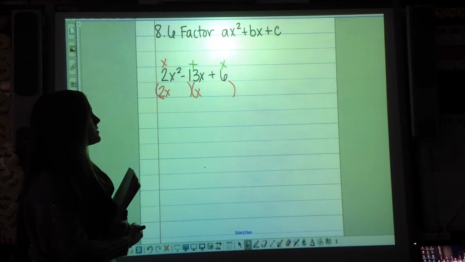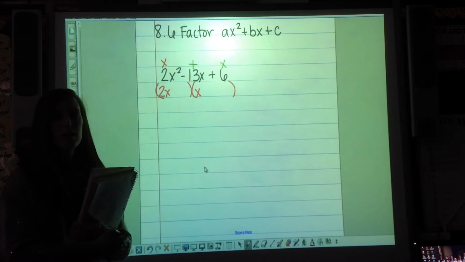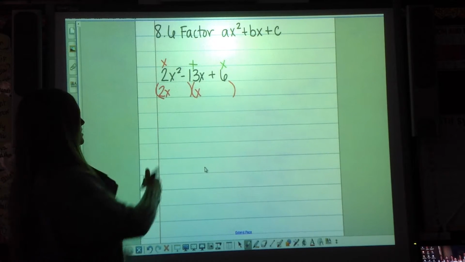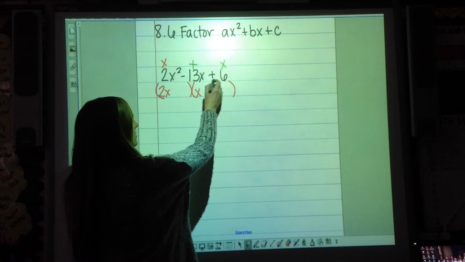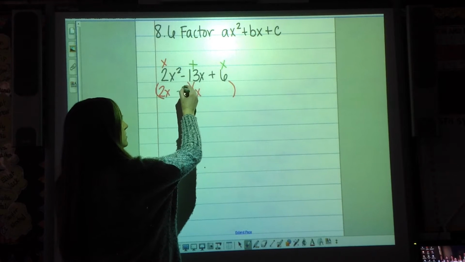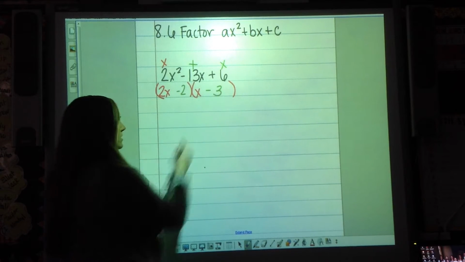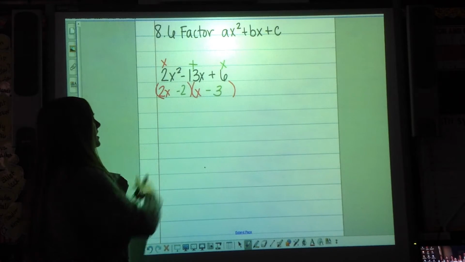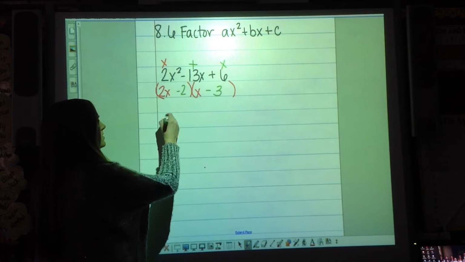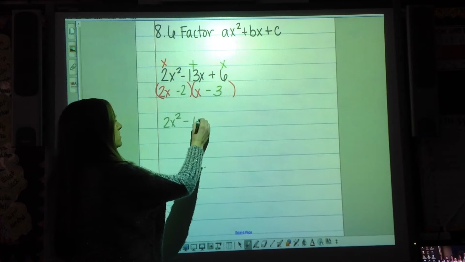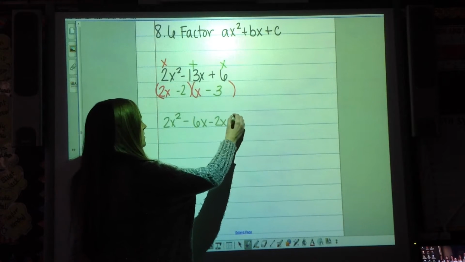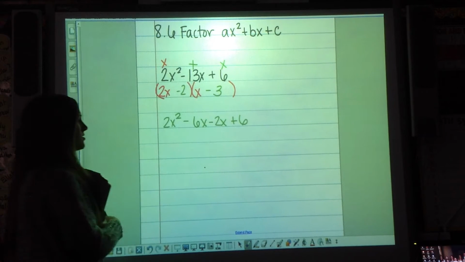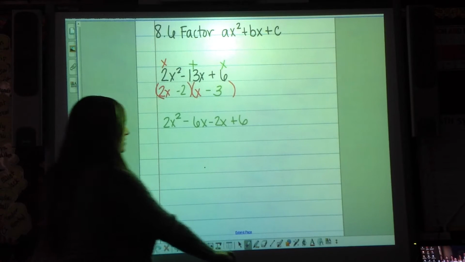Factors of 6, maybe I want to try 2 and 3. So maybe I try, now this has to be positive and this has to be negative, so -2 and -3. The only way to see if this is right is the guess and check method. So checking for our firsts, outers, inners, lasts. -2 and -6 are not -13, it's -8, so this does not work.